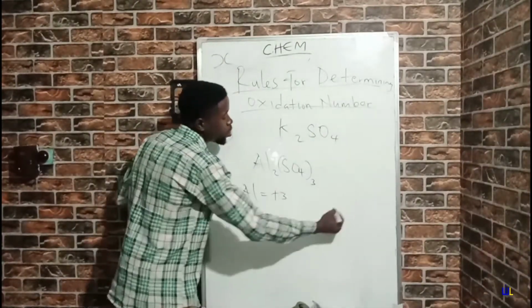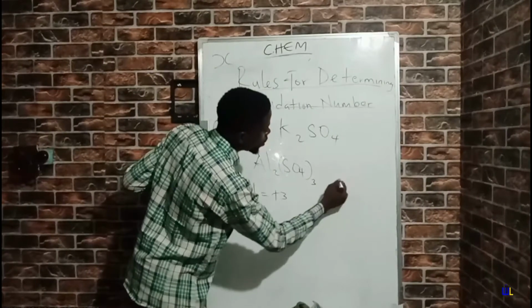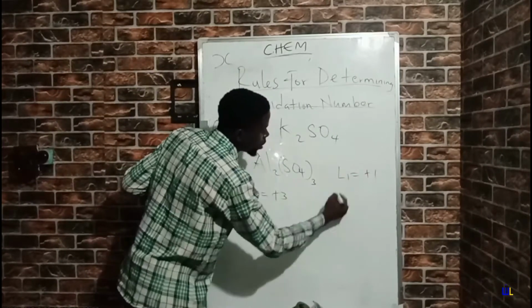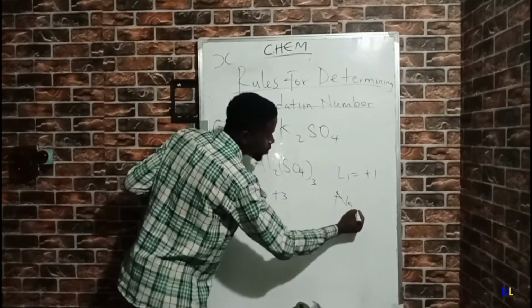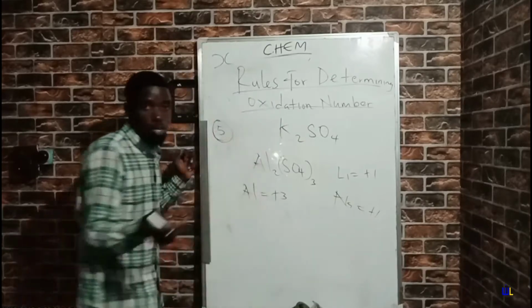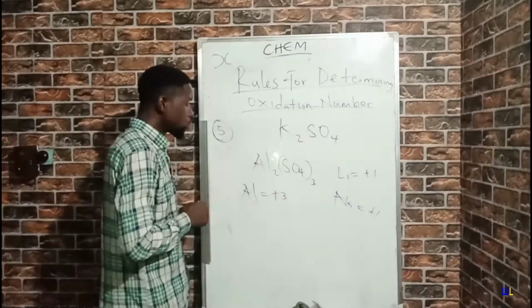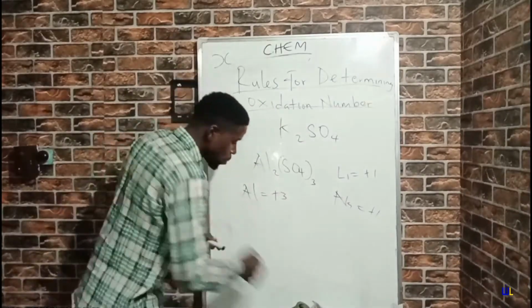If I have something like lithium, lithium is plus 1. Sodium in a compound is going to be plus 1, and so on and so forth. So just have that in mind. Then we go to the next rule, which is rule number 6.